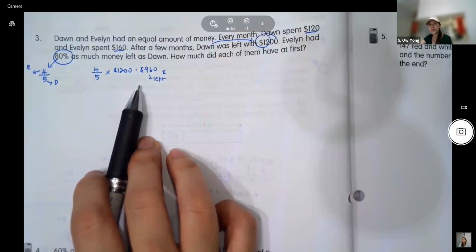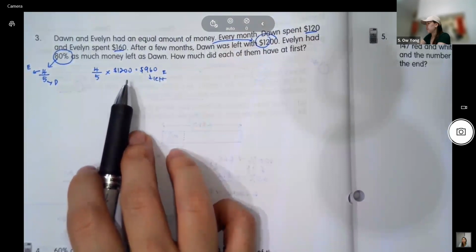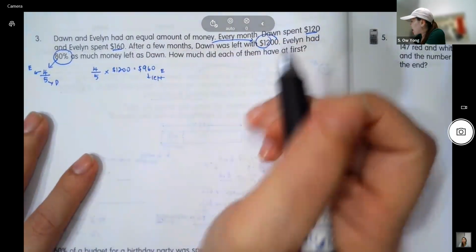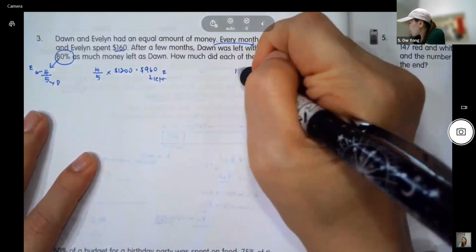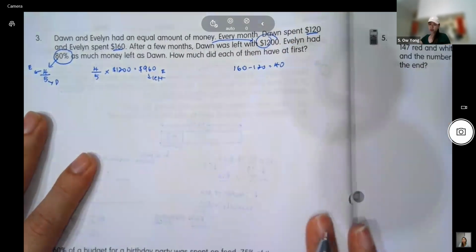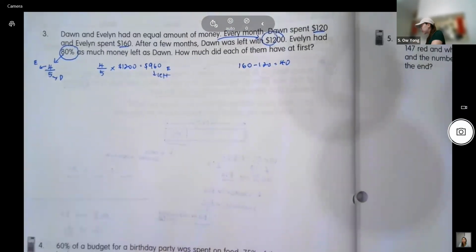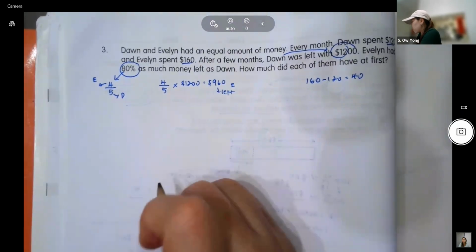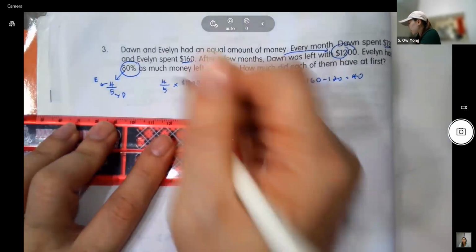And I am going to show you the stack model for this. But of course, you also know that every month this is not an equal amount, but every month Evelyn will spend $40 more. So I'm going to show you this stack model. Let me put my pencil. Okay, for instance, let's take a look.